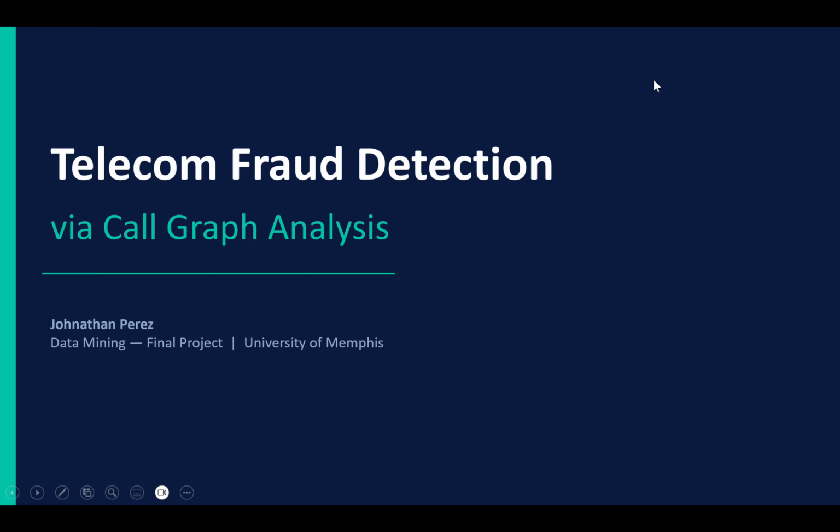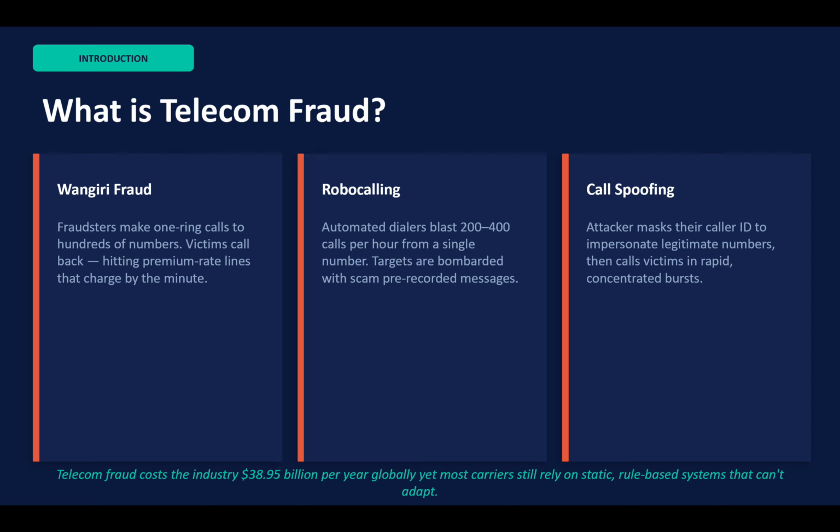Hello there. Today I'm going to be presenting my final project for data mining regarding telecom fraud detection via call graph analysis. Alright, so what is telecom fraud, right? So let's talk about the problem.